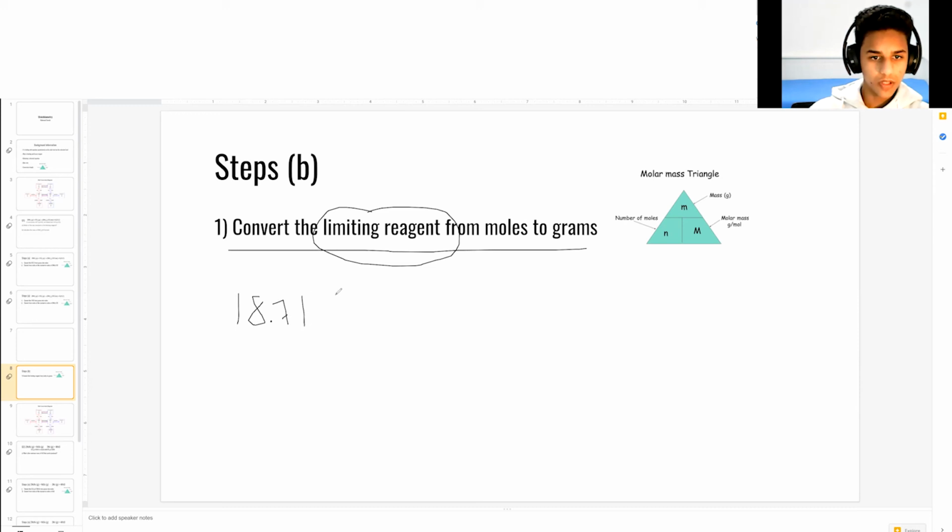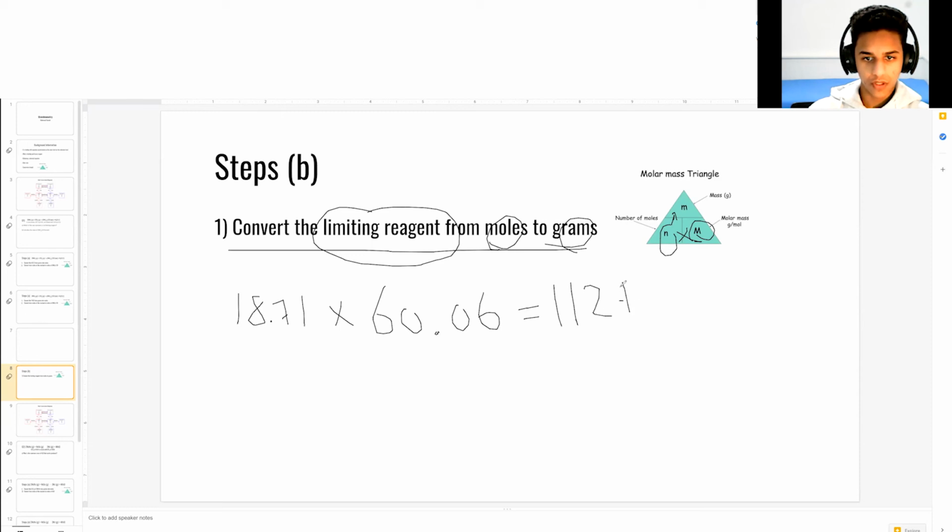So the limiting reagent was 18.71, and for converting from moles to grams, we should multiply by the molar mass. So this 18.71 is for the urea. We should multiply this 18.71 by the molar mass of the urea, which is 60.06. We got it from the periodic table. And that will be 1124 grams of urea. I actually forgot the formula, so I'll write it like this.